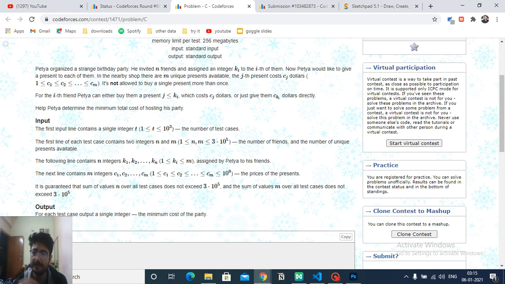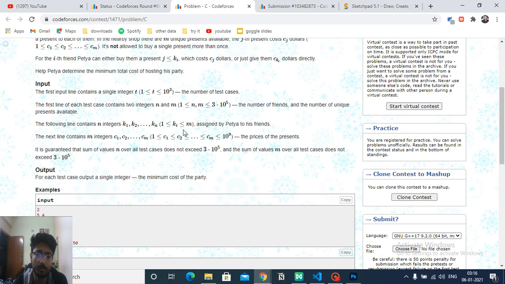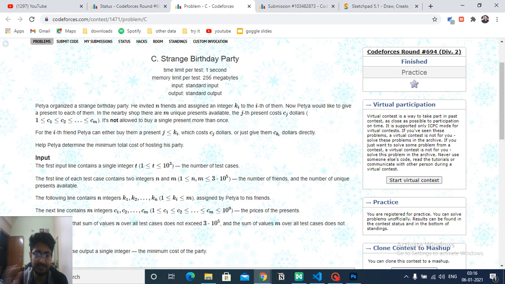And there are n friends in the party. Now for the ith friend, as you can see in this problem, k is between 1 and m, which means that the number assigned to each friend is between 1 and m, the total number of unique presents in the whole shop.